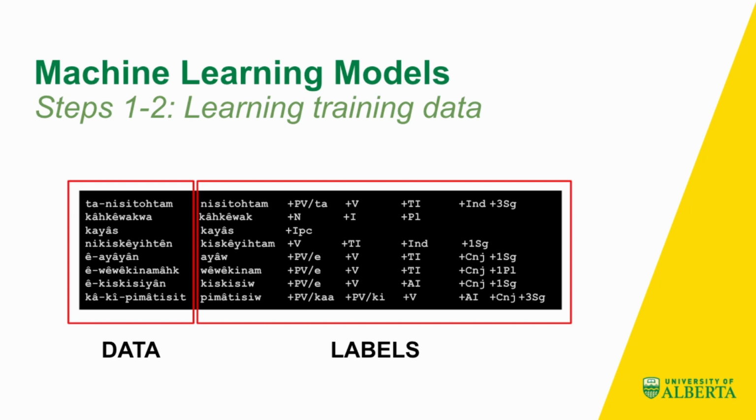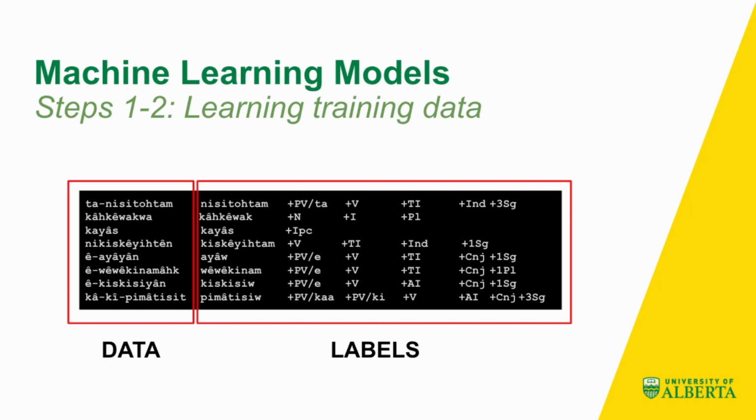So for example, on the third line, we are associating kayas with the dictionary form kayas and the tag plus IPC. Alternatively, we are associating nistotam with the dictionary form nistotam and the preverb ta, the tag that says it's a verb, the tag that says it's a TI verb, the tag that says it's an independent form, and the tag that says it's a third person singular form.